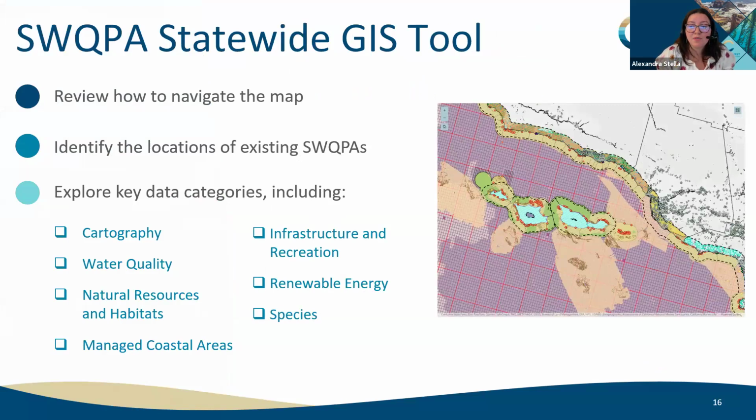So our statewide tool is designed to help the public explore where new water quality protections may be needed across California, as well as support California state water boards in reviewing future SWQPA nominations. Some of the data included in the tool includes infrastructure, natural resources, species biodiversity, habitat, recreation, and water quality. Together, these layers can help users develop a more complete picture of coastal areas that may benefit from additional protection.